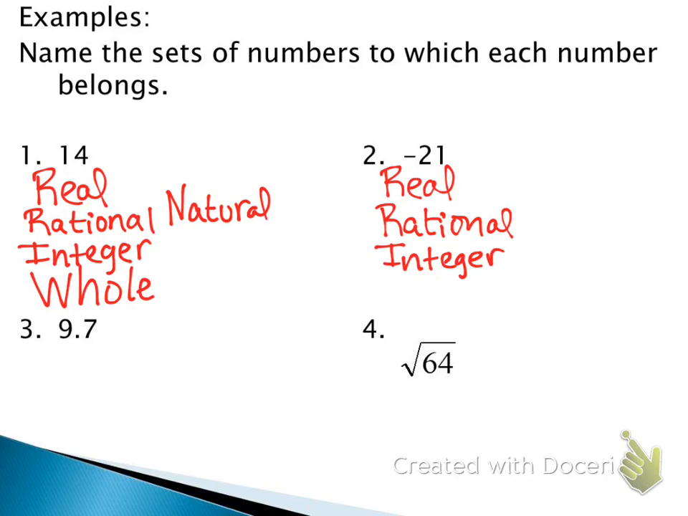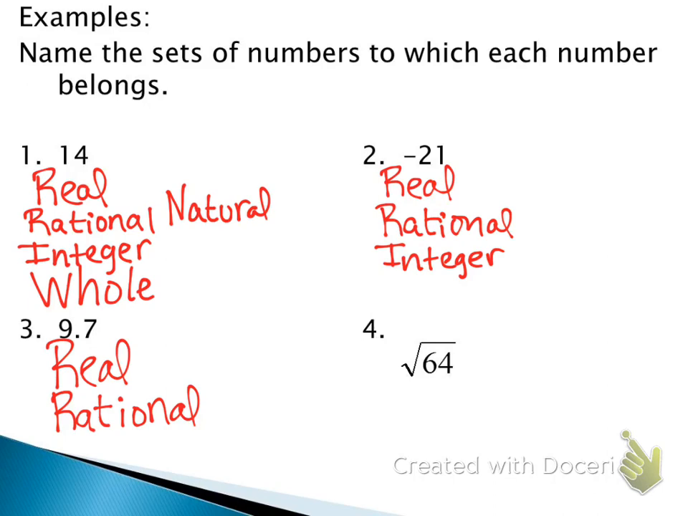Jamarl, what is the biggest set I should write for the number 9.7? Real number. Alright, after I know it's a real number, I have to decide, is it rational or irrational? Houston, what do you think? It is rational because the decimal ends. Okay, if we look back to our description of a rational number, any decimal that stops or repeats, this decimal stops. So it is a rational number.